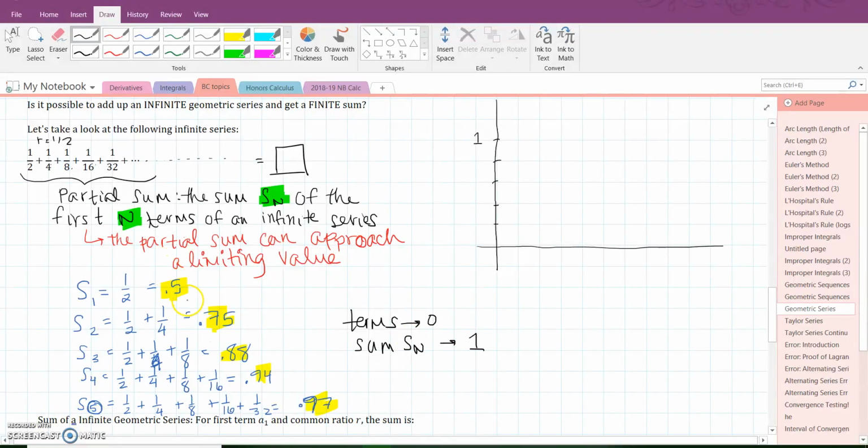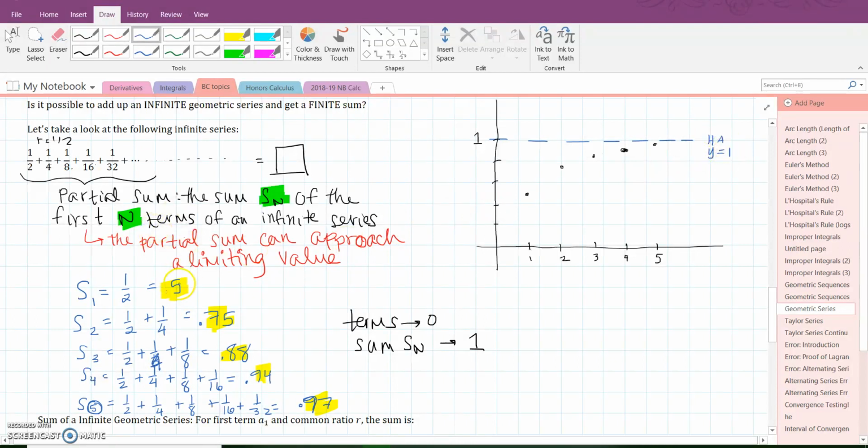Another thing is let's try actually plotting our partial sums so we can see something here. The visual here is that the partial sums go from 1/2 to 0.97, and they're definitely leveling off, or they appear to be leveling off at 1, which would be a horizontal asymptote.